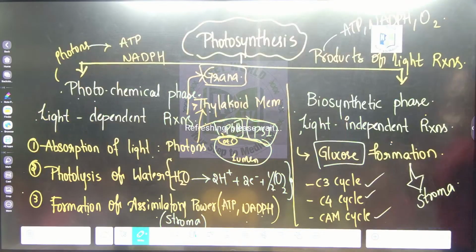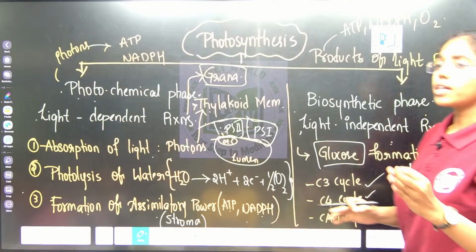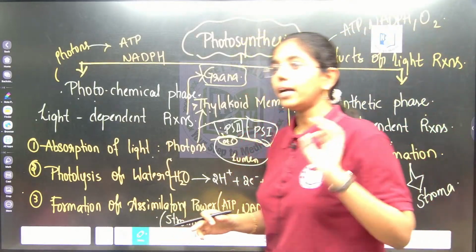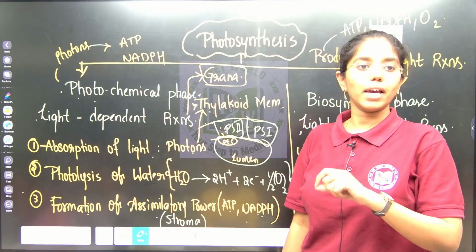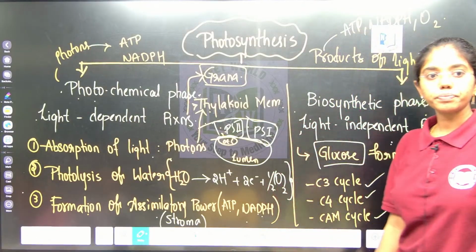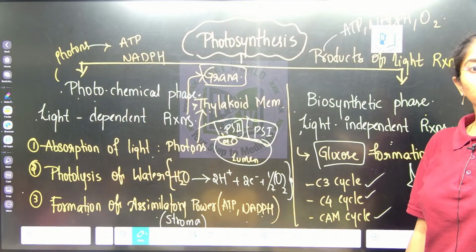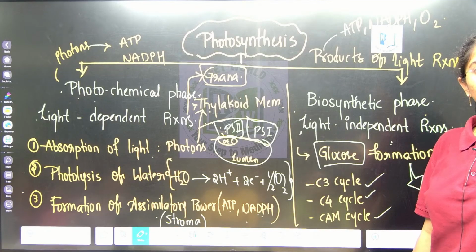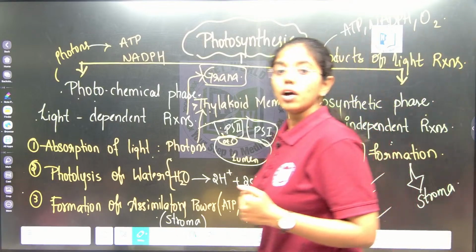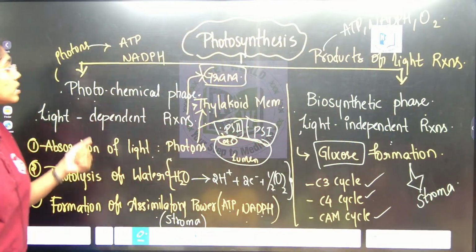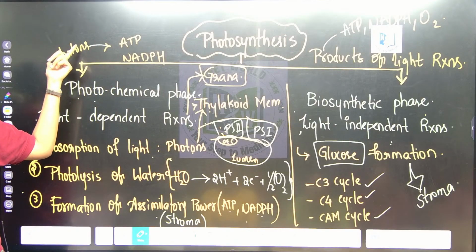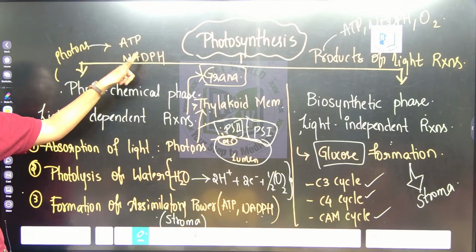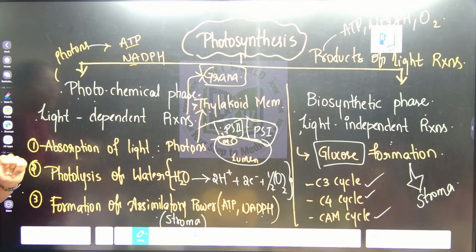Now, about the different reactions that happen in photosynthesis, very important. Light reactions are also known as light dependent reactions, and this phase is also addressed as the photochemical phase. Why is it known as the photochemical phase? Because physical energy is converted to chemical energy. Physical energy in the form of photons is converted to chemical energy, that is ATP and NADPH.